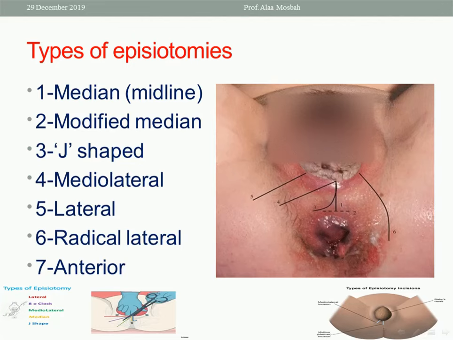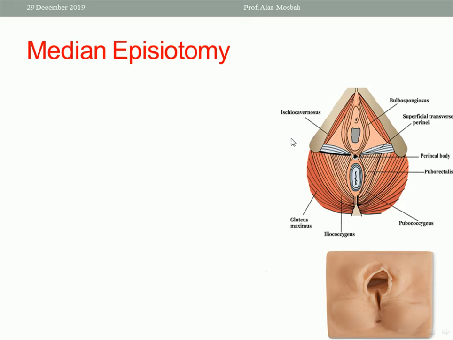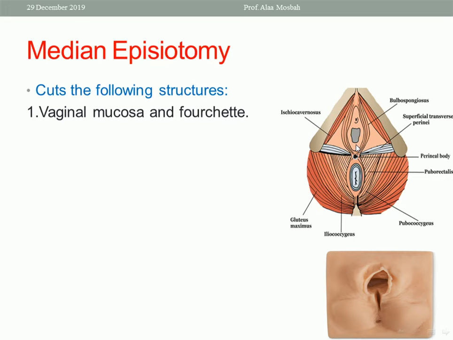These are the types, and as you see in this picture also, the commonest really in practice is median episiotomy and mediolateral episiotomy. So we'll concentrate on this. Median episiotomy, as this one in the midline, from fourchette in the midline, half of the perineum. So cut the following structures: vaginal mucosa and the fourchette, skin and the fascia, okay.